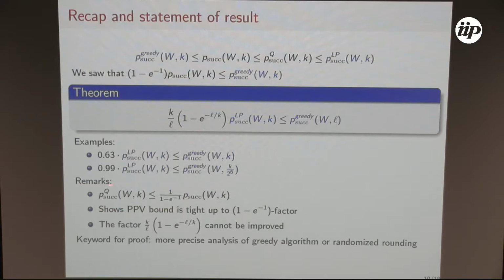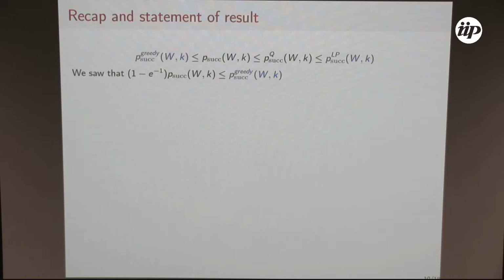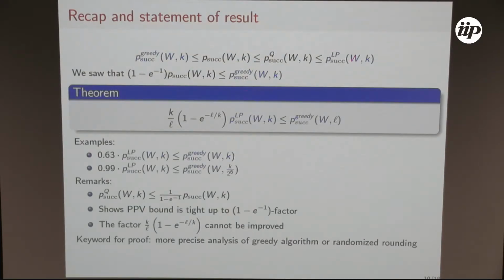A couple of comments on applications or implications of this. If you allow entanglement between sender and receiver, this is saying that you gain at most a factor of 1 minus 1 over E over the setting where you don't use any entanglement, because remember this PQ success is sandwiched in between these two. It also shows that this PPV bound, which was used a lot and had enormous success, is perhaps quite tight in this sense. And you can come up with channels where this ratio is achieved, so this relation is optimal.